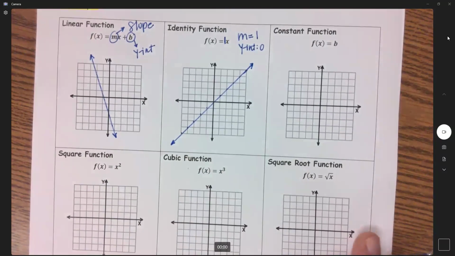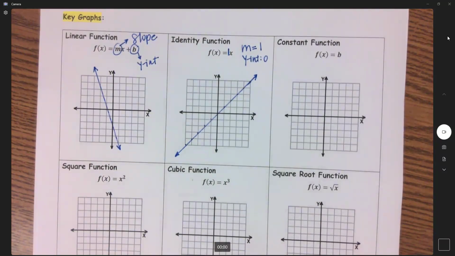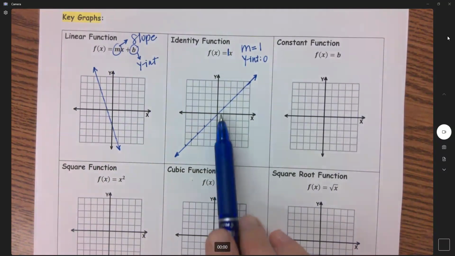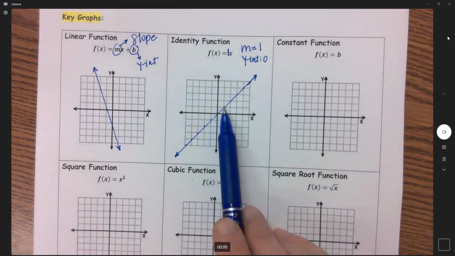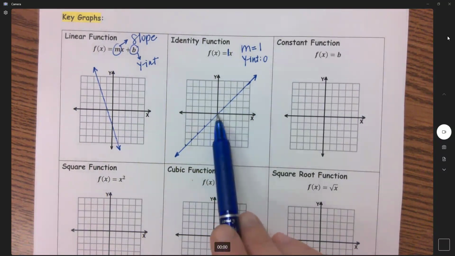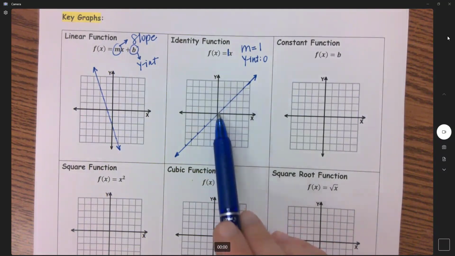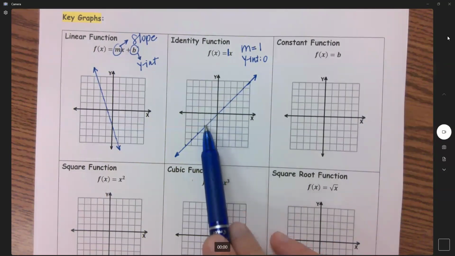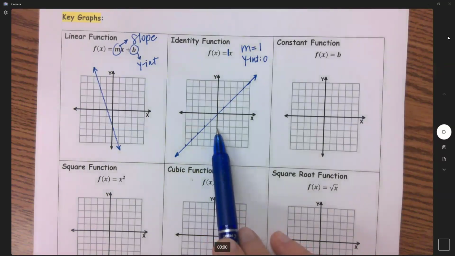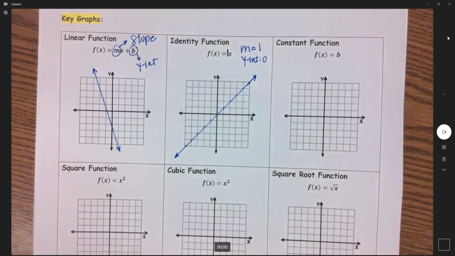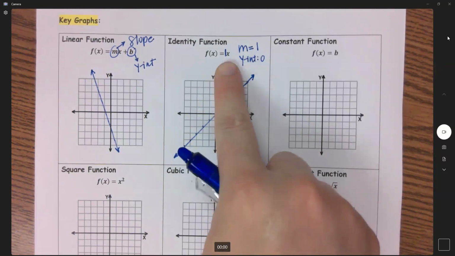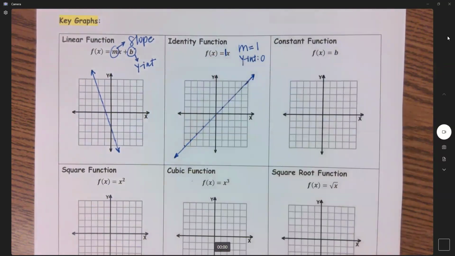And there is my identity function. Because when x equals 1, your y also equals 1. When your x equals 4, your y also equals 4. When your x equals -2, your y also equals -2. So it's an identity function because whatever you're plugging in to x right here, that makes your y equal the same thing.